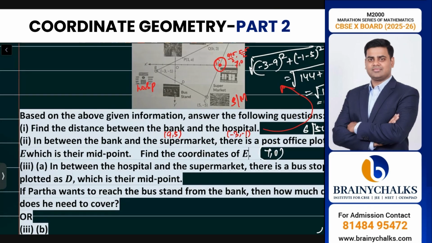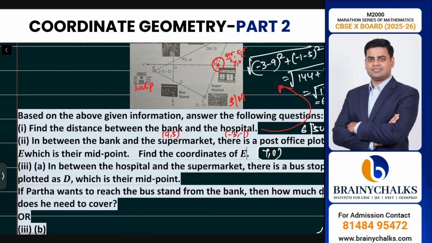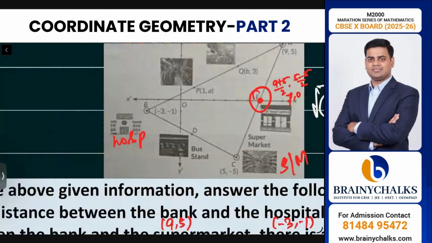In between the hospital and the supermarket, there's a bus stop plotted at D, which is their midpoint. For the bus stop, take this: -3 plus 5 by 2, -1 minus 5 by 2. So it will be (1, -3). Understood?